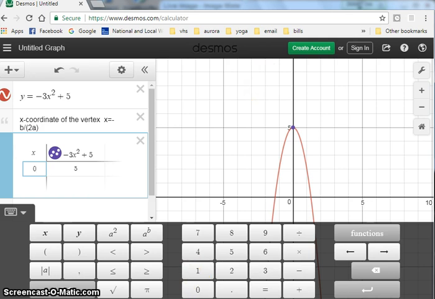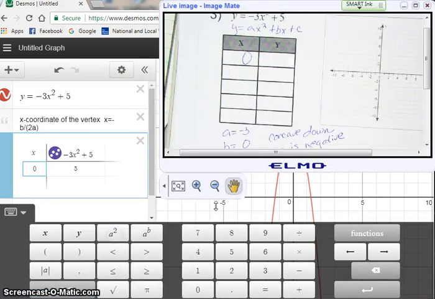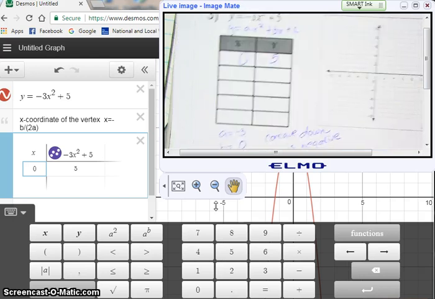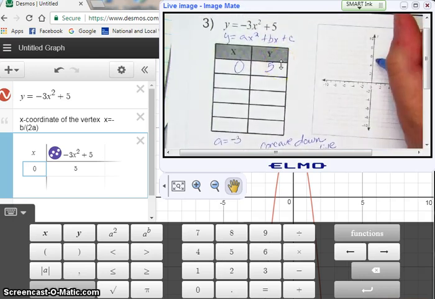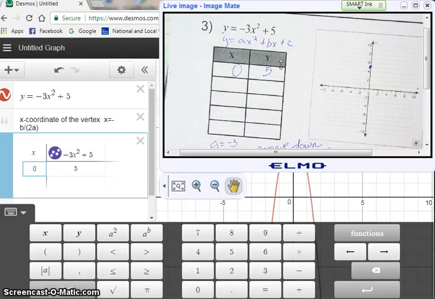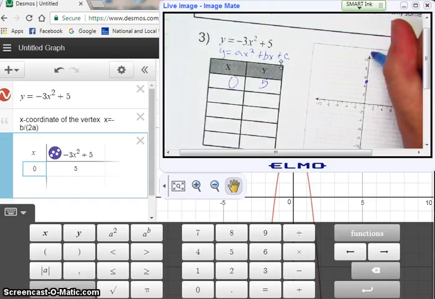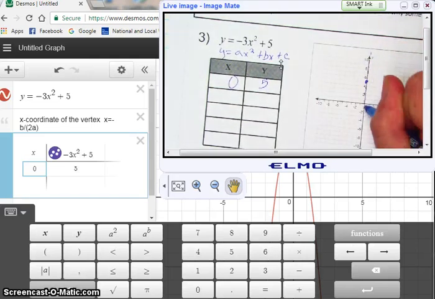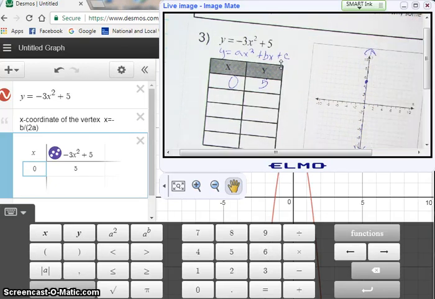Let me go back to my paper, and I'm going to write down 5. I'm going to plot 0, 5, and the axis of symmetry is the dotted vertical line that goes through that point. So the y-axis is my axis of symmetry for this problem.